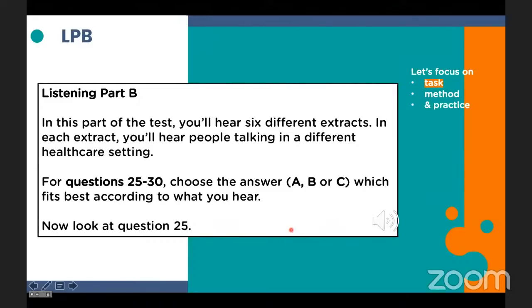Part B, questions 25 to 30. In this part of the test, you'll hear 6 different extracts. In each extract, you'll hear people talking in a different healthcare setting. For questions 25 to 30, choose the answer A, B, or C, which fits best according to what you hear. Now look at question 25.